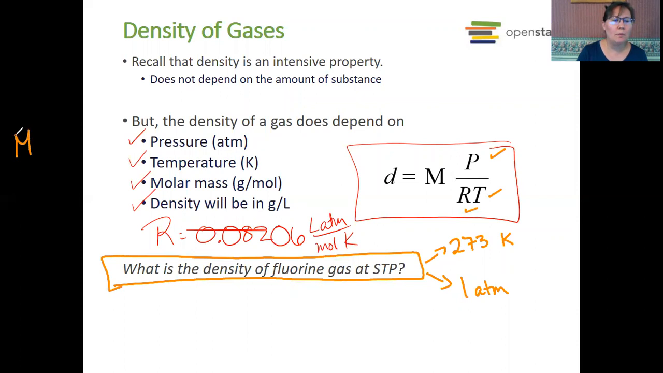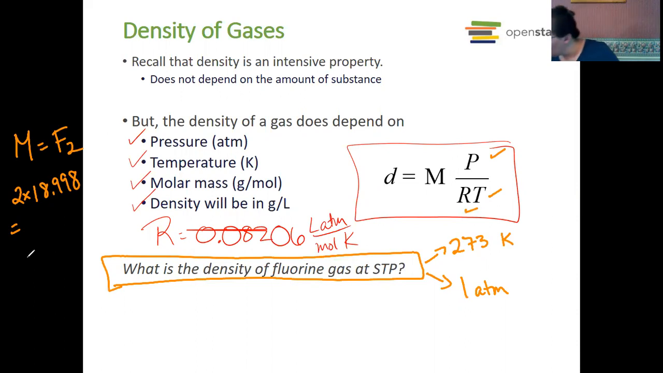Okay, so the molar mass for fluorine gas, well, fluorine is diatomic. So 2 times 18.998. And of course, this should be old hat. It's just that we haven't done it in a little while, right? 18.998 times 2 gives us, oh, okay, good. That was one I thought I had memorized, but I needed to know for sure. 37.996 grams per mole.